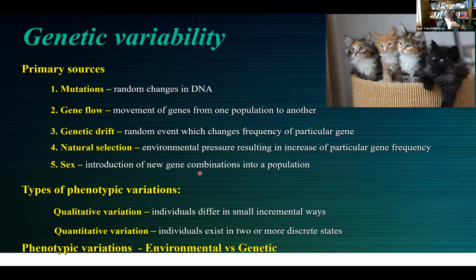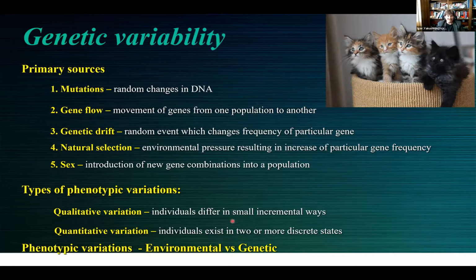phenotypic variation. There is qualitative and quantitative variation. Qualitative differs in small incremental ways. Think about human height. We just don't have very short people, medium people, and tall people. We have all of that difference from, I don't know, 3 feet all the way to probably 7 feet. Incremental differences, yes, of course, the majority will be within the normal range, whatever it might be, but we still have that particular variety. All right?